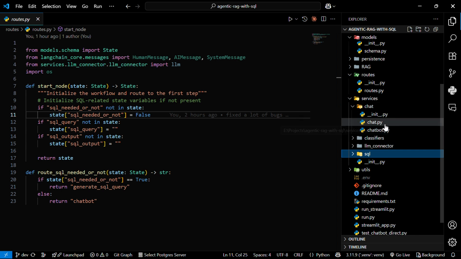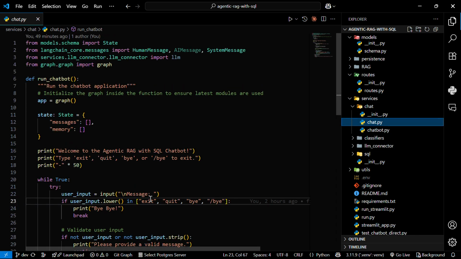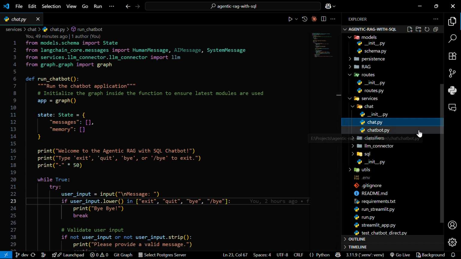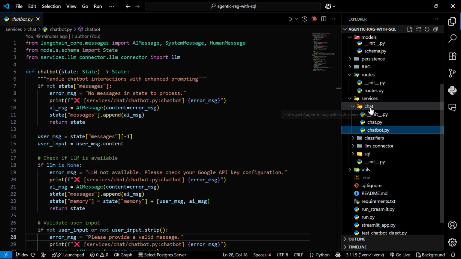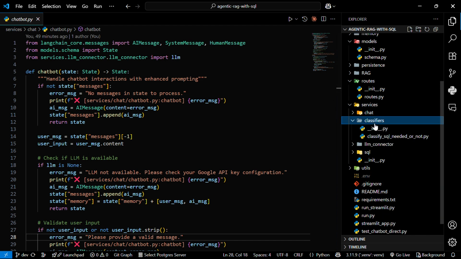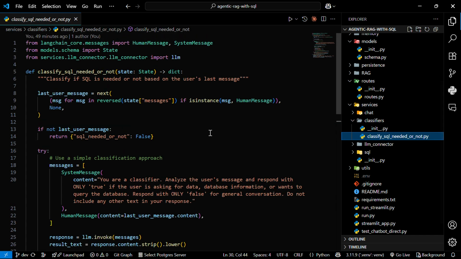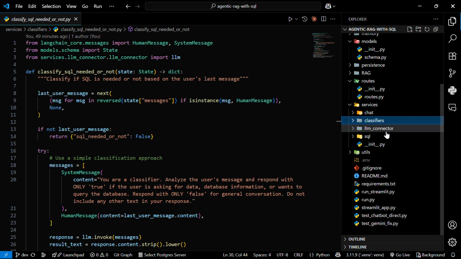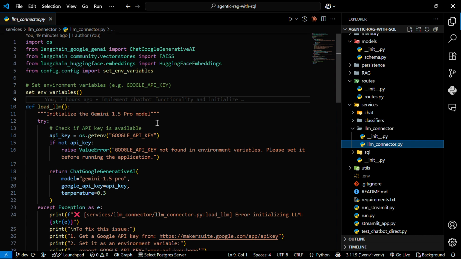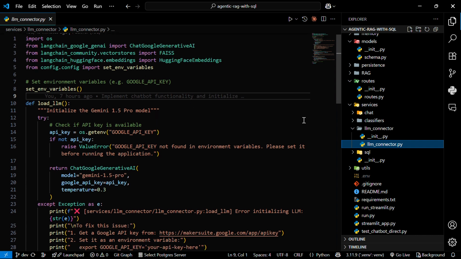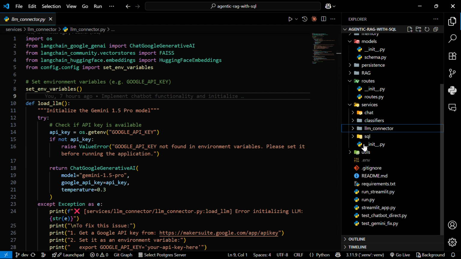In the chat, there is the chat thing. This is looping the whole project. The chatbot is streaming the responses. Then we have the classifier. It is classifying the need for SQL. This is the simple LLM connector. Here, Google Gemini is being connected using the environment key that is in the environment.